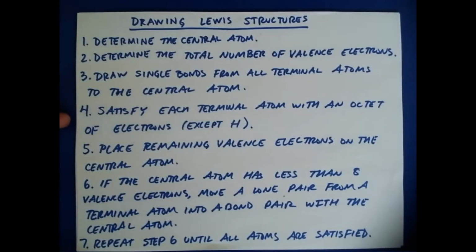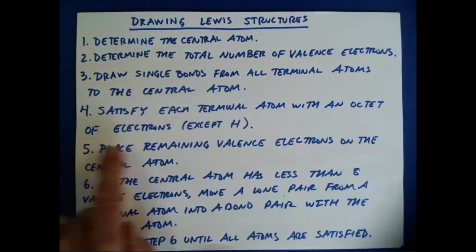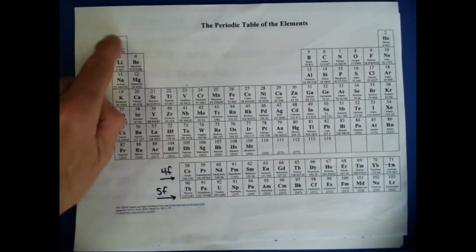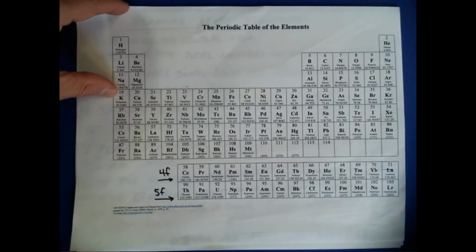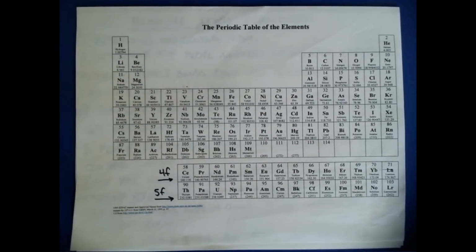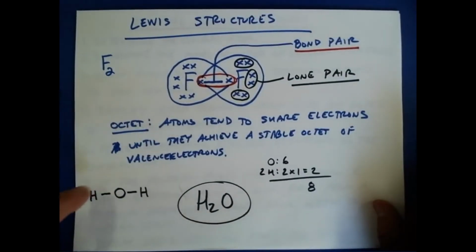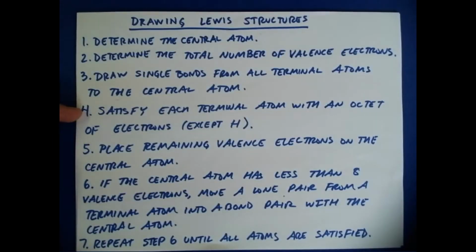Now we go to step number 4. We're going to give each terminal atom an octet of electrons, but of course we're not going to do that for hydrogen because hydrogen only needs 2 electrons to fill the first subshell, or the 1s subshell, or the entire first shell. However, in other atoms, we're going to need to give 8 electrons, just not in this particular case. So this is taken care of because we do not need to give, obviously, hydrogen 8 valence electrons. Now we go to the next step.